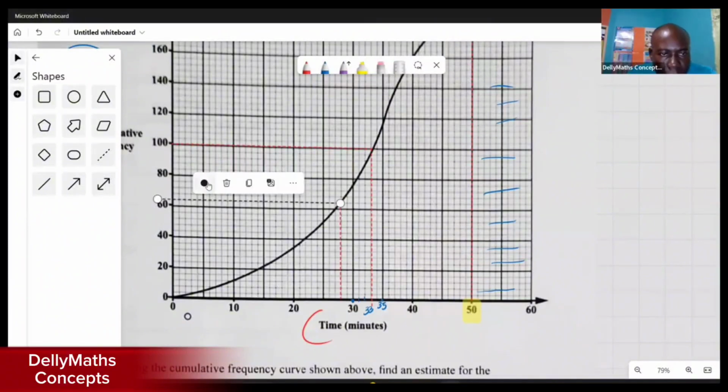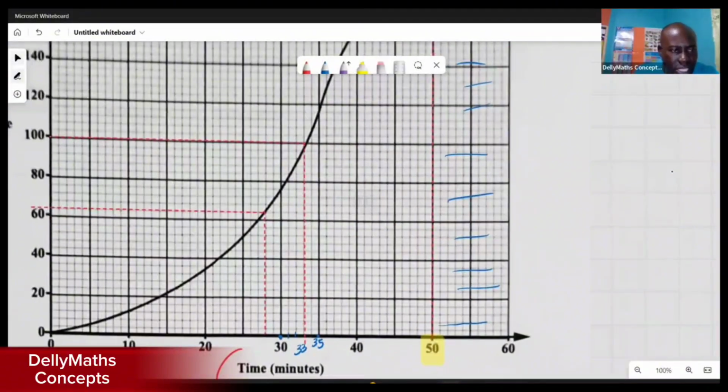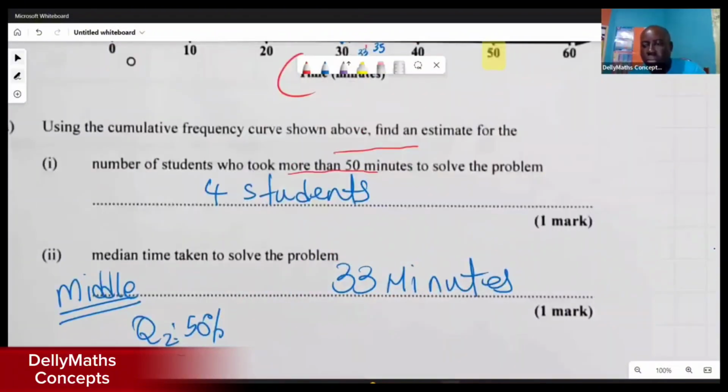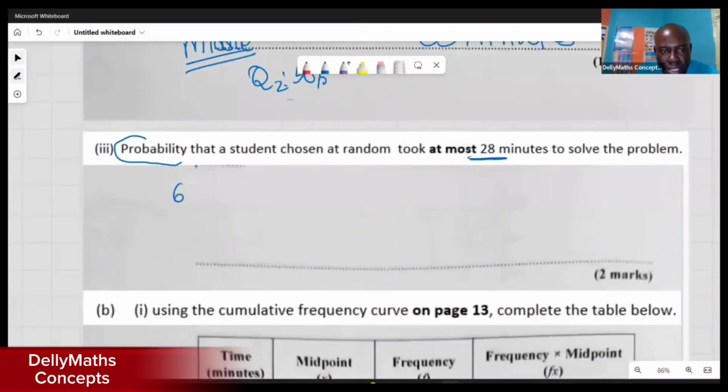All right. I'm seeing what I'm seeing. Remember on the y-axis, we just calculated that each one of those lines is 4. So this is 64. So that's 64 students. That's not the answer. We're talking about a probability question. So the probability is 64 over 200 full marks.